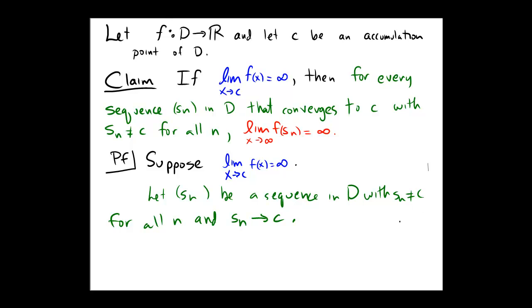Okay, then in red, what do we need to show? I'm not affirming my consequent here. Instead, I'm just noting what I have to show. I have to show that the limit as n approaches infinity of f of Sn is equal to infinity. So to that end, let's begin our proof.